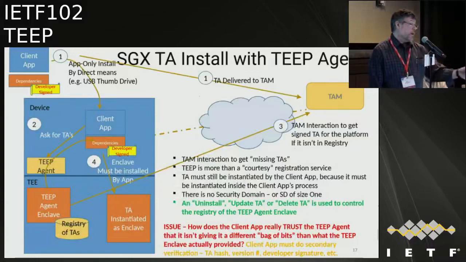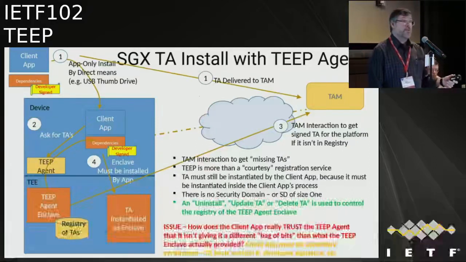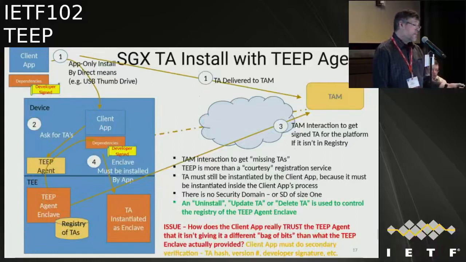And that may require the client app to do some additional verification, like I said in yellow there, right? Do some sort of secondary verification. Is this really the TA that I wanted? Check the hash, check the developer signature on it, check the version number and things like that.